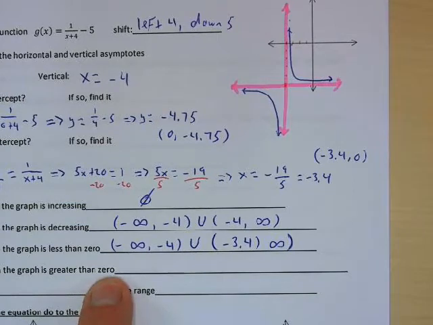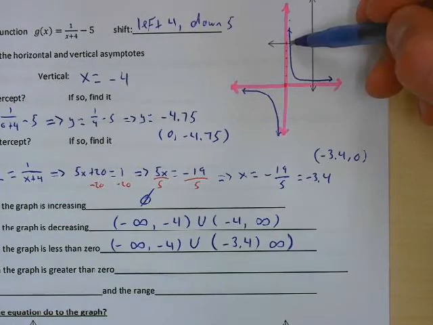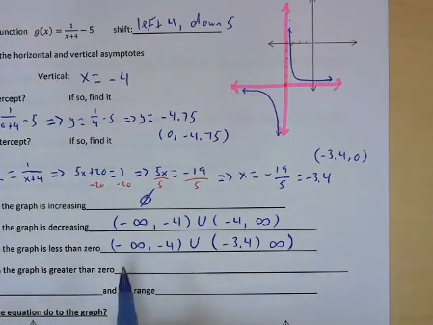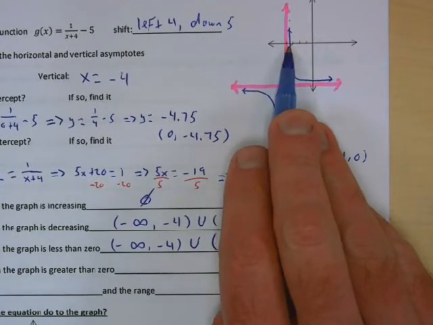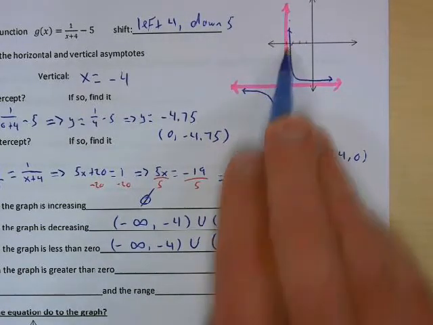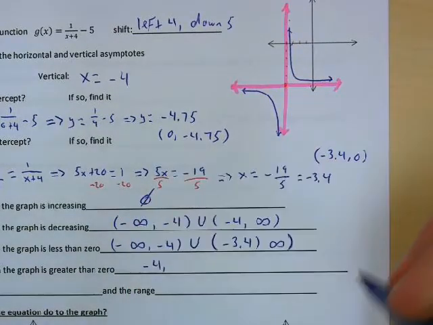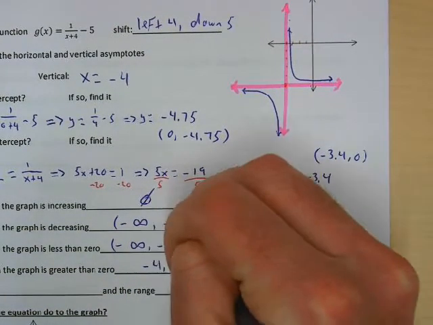That's what the next line says. Greater than 0 just means above the x-axis. Well, just this little piece right here. It's always from left to right, from smallest number to biggest number. So that's from our asymptote to our x-intercept. So it's just that little part there, which goes from negative 4 to our x-intercept, which is negative 3.4.